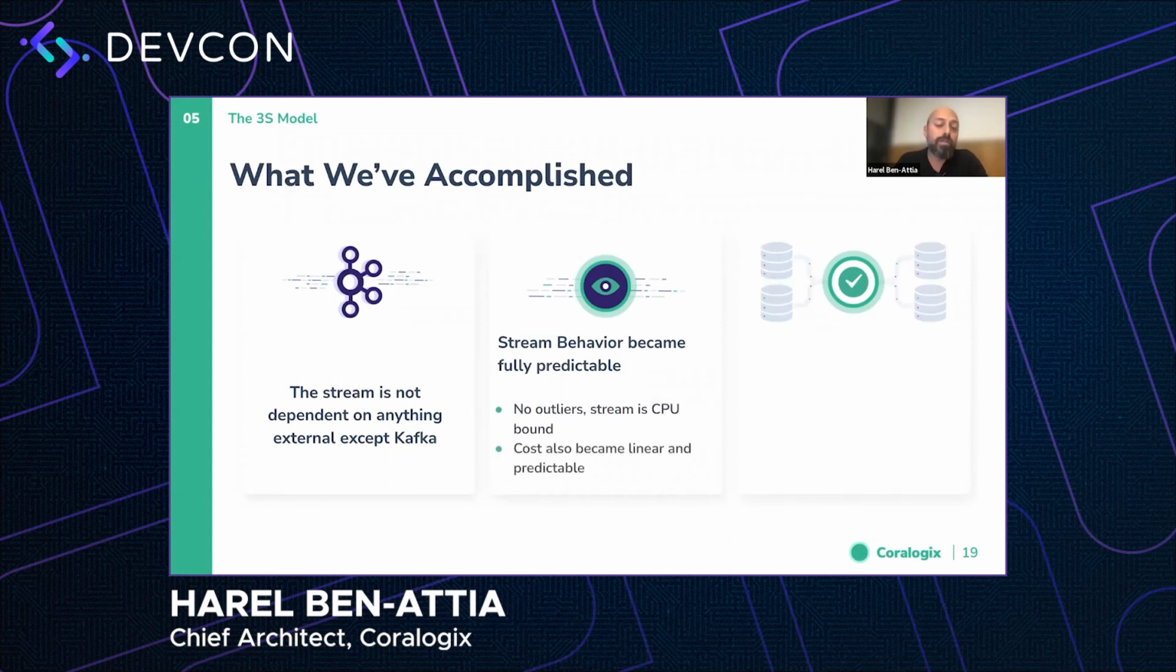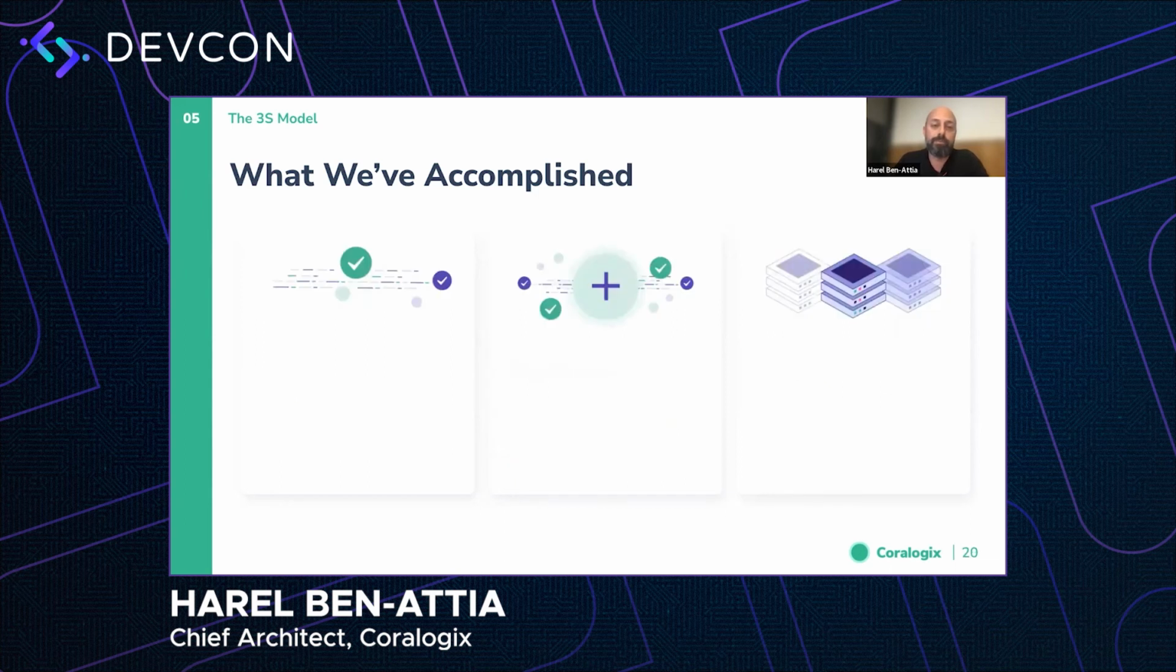The cost has also become linear and predictable as well, which made capacity planning much easier and has reduced our maintenance effort considerably. And also the resilience of the external databases grew significantly. Scaling and recovery of the stream do not affect the databases directly anymore.